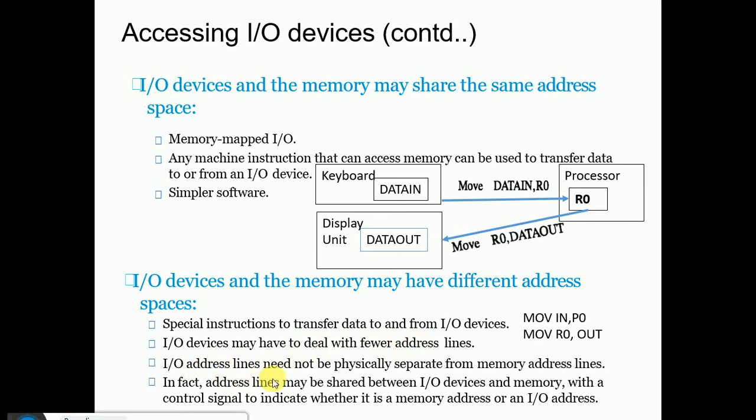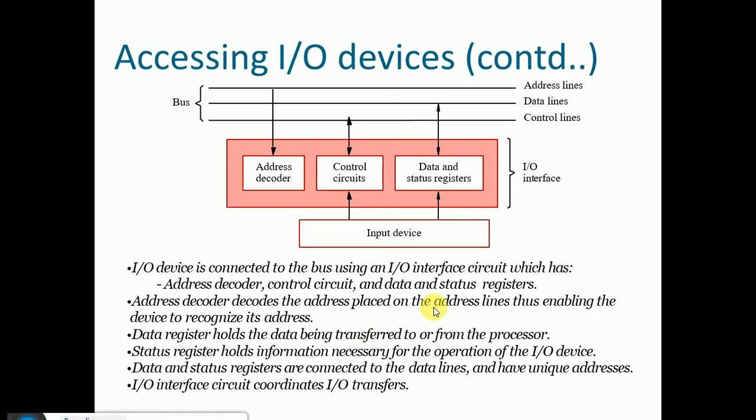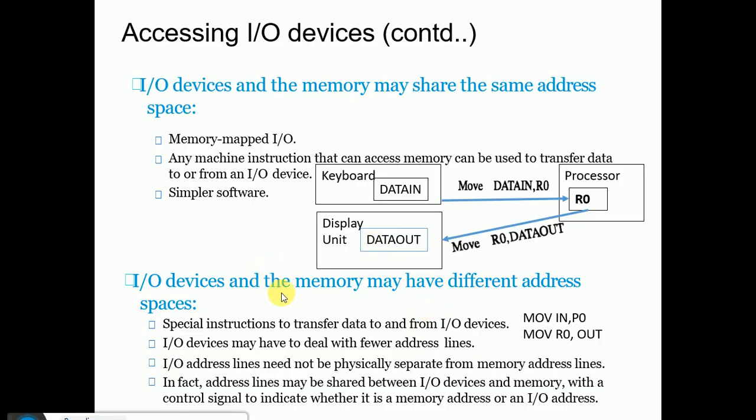Input output address lines need not be physically separate from memory address lines. In fact, address lines may be shared between input output devices and memories, with a control signal to indicate whether it is a memory address or an input output address. So that is the difference between the two kinds of address handling of input output devices and memory.